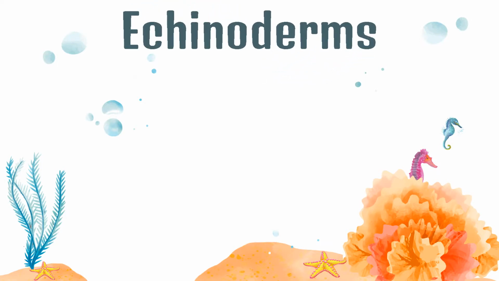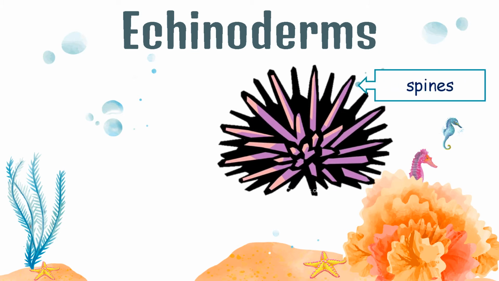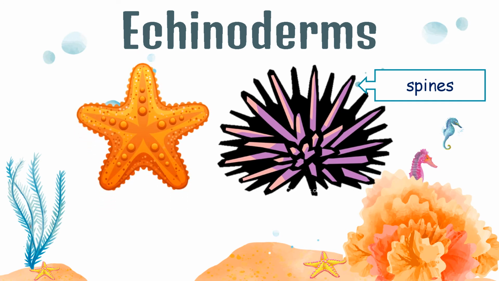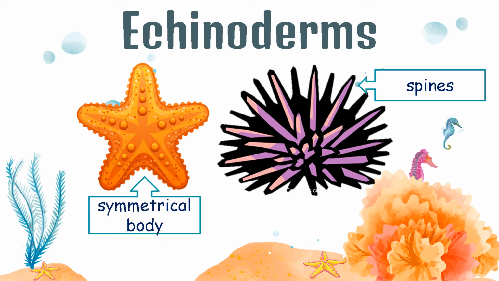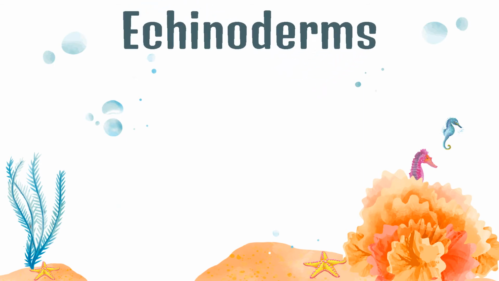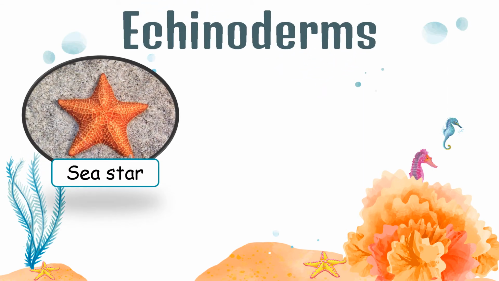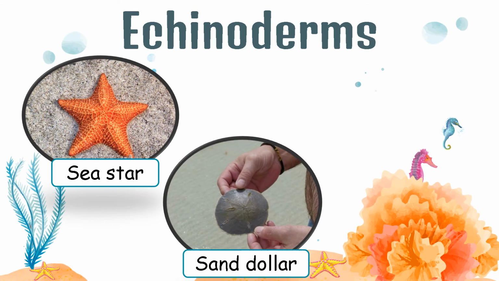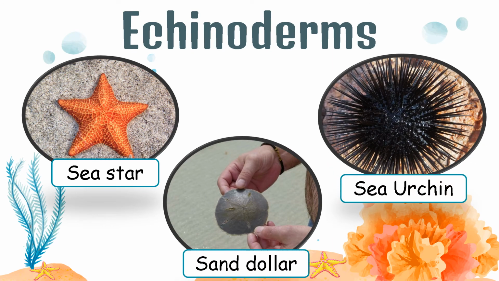The last group is the echinoderms. The word echinoderm means spiny skin. Echinoderms have spines of various lengths on their bodies. They have radially symmetrical body and they live in the sea. Some examples of echinoderms are the sea star, sand dollar, and sea urchin.